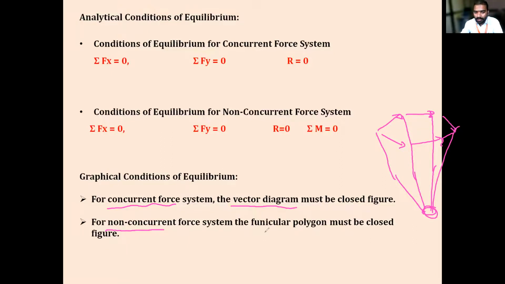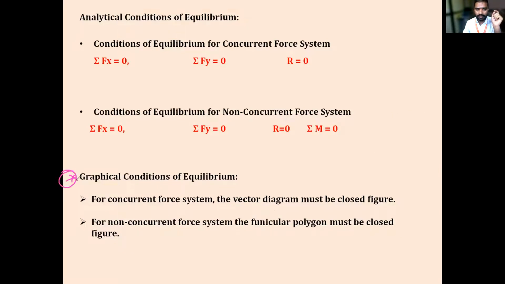The funicular polygon must be a closed figure. So now it is closing. If it is closed, then the non-concurrent force system is in equilibrium. If it is not closing, then it is not in equilibrium. These two are the graphical conditions. First, for the concurrent force system, the vector diagram must be a closed figure. For the non-concurrent force system, the funicular polygon must be a closed figure. Is it clear, everyone? Yes, sir. Okay, write it. All of you write these two conditions.